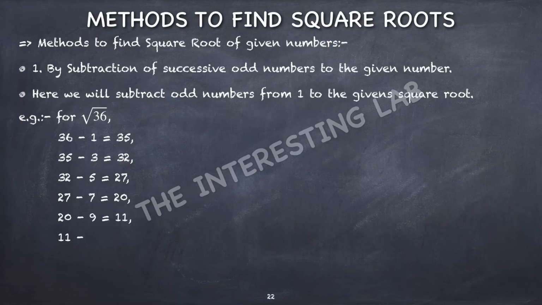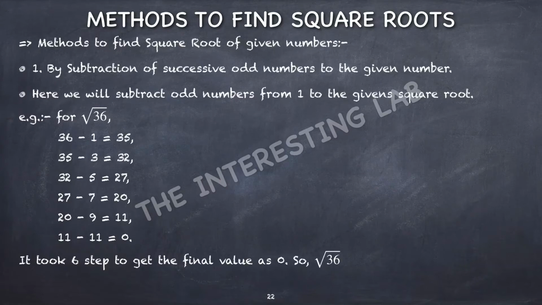It took 6 steps to get the final value as 0. So, root 36 is equal to 6. It is a lengthy and time-taking process.